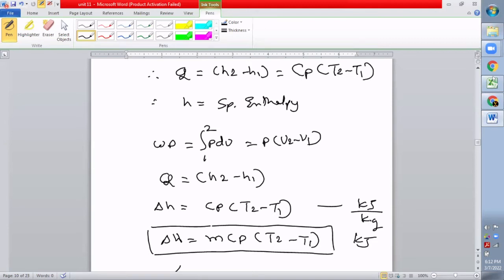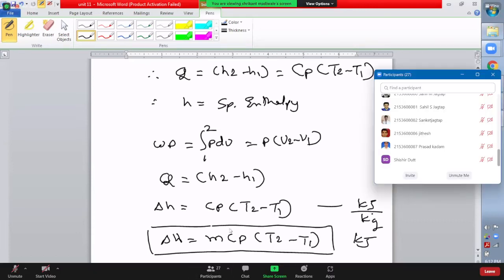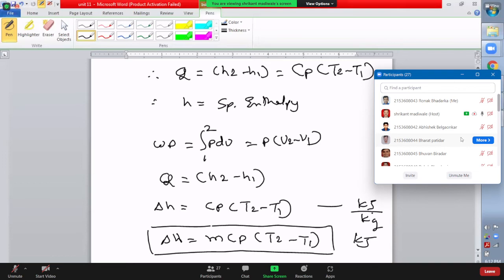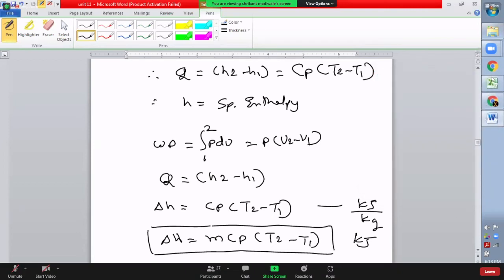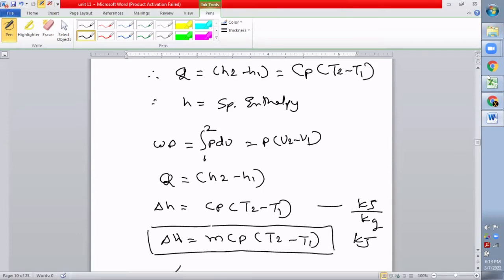There will be change in the volume, there will be change in temperature. Change of enthalpy we always express in terms of Cp, and change of internal energy we always express in terms of Cv. Are all of you with me? Yes, sir.